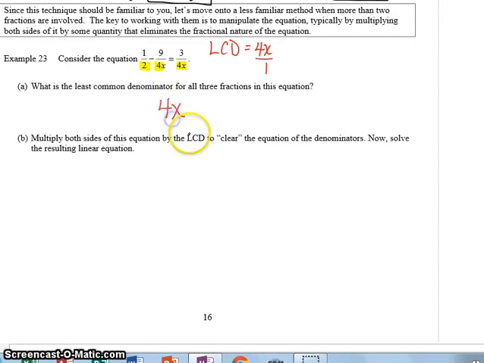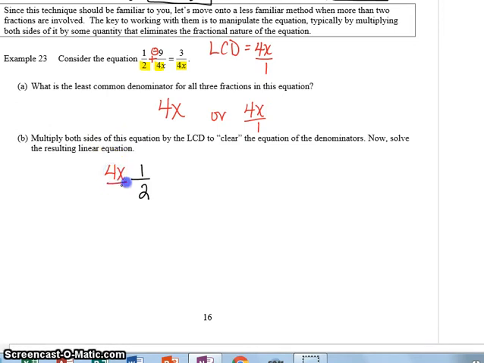So part A is just identifying your LCD as 4x, and then I'm showing you that 4x over 1 is the same thing. Okay? So I have the original. I have 1 over 2. Be careful here, guys. See how that's a negative? So it's plus negative 9. So I'm going to multiply everything by 4x over 1.